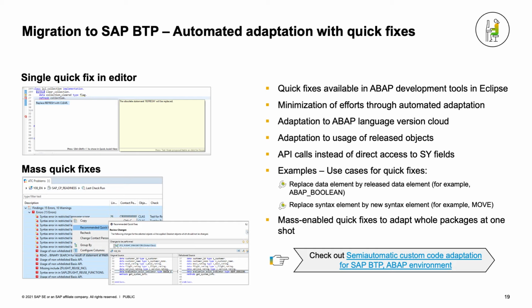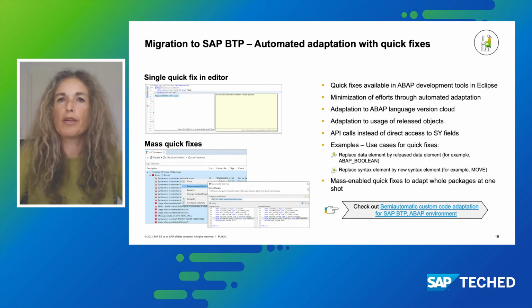And the quick fixes allow you to adapt your custom code to ABAP language version cloud, to usage of only released for the cloud objects, or to use of the API calls instead of direct accesses to SY fields and so on. There are some examples of the quick fixes. For example, you can use quick fixes in order to replace data element by released data element.